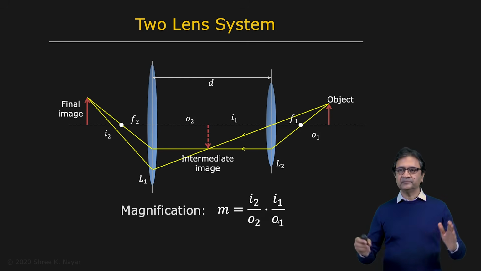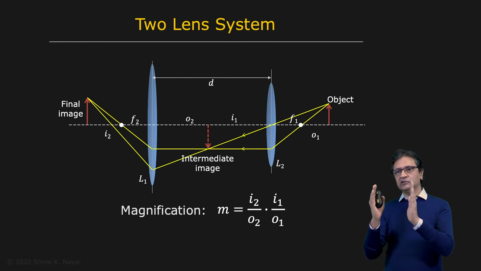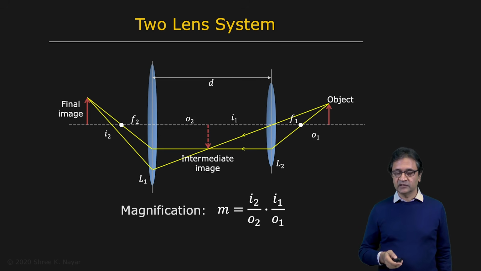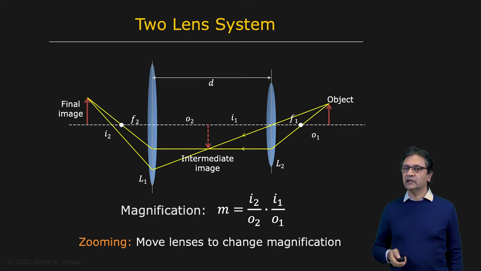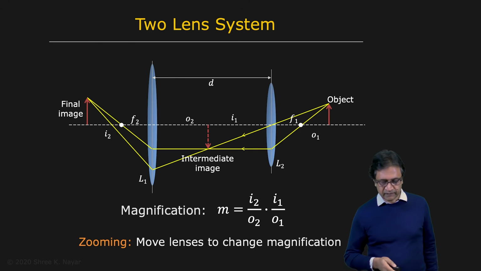So you can see here that without changing the distance between the object and the image plane, you can actually move the lenses L1 and L2 around to change the effective magnification of the complete system. And so that really is the process of zooming. It's moving the lenses to change the magnification of a lens system.